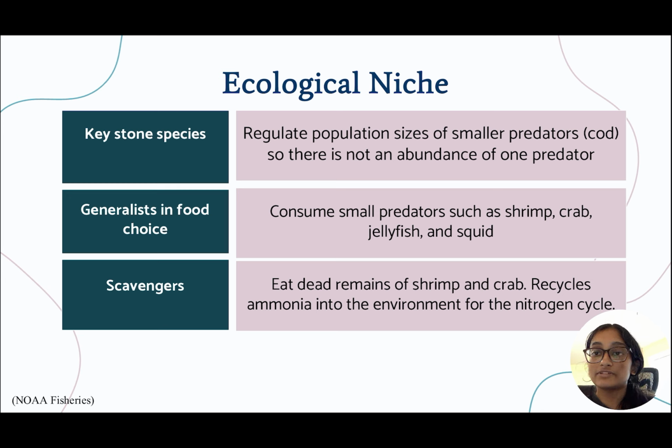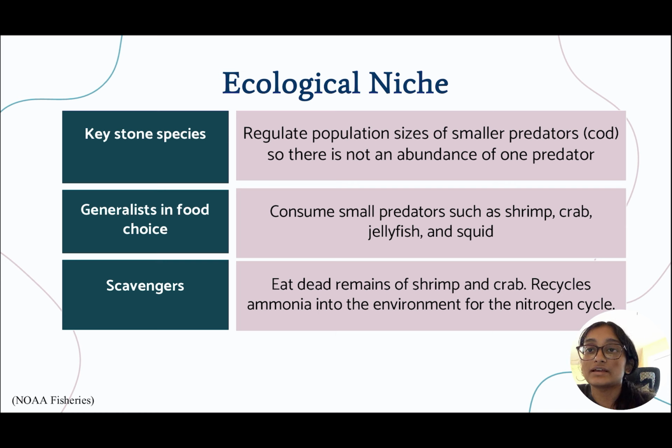Additionally, they are scavengers, which means that they eat dead remains of organisms. Typically, the Carolina dogfish eats dead remains of shrimp and crab. By doing this, ammonia is recycled back into the environment through the decomposition of these animals. This is important because ammonia is used in the nitrogen cycle as nitrogen is cycled back into the environment.